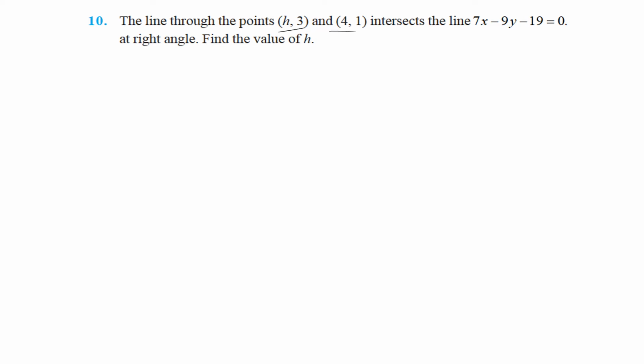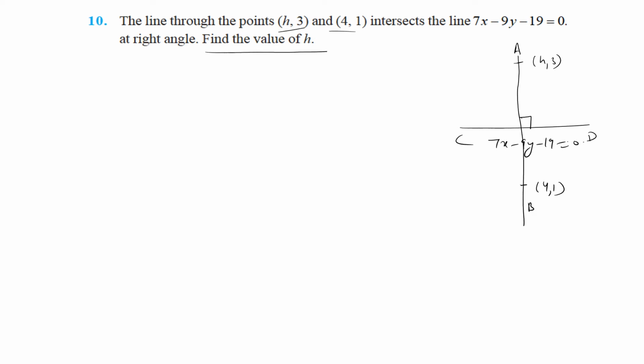Number 10 says the line through points (h, 3) and (4, 1) intersects the line through, say, this line 7x minus 9y minus 19 equal to 0 at right angle. Say this is point (h, 3) and this is point (4, 1). So automatically this line AB is perpendicular to this given line CD. And we know the connection between perpendicular lines: the product of their slopes is minus 1. You have to find the value of h. So we will work it out.